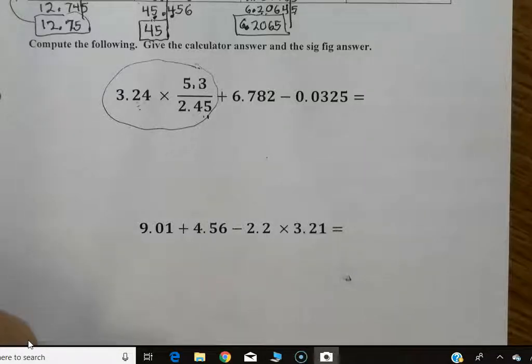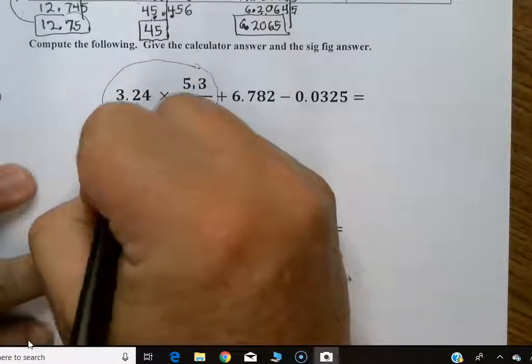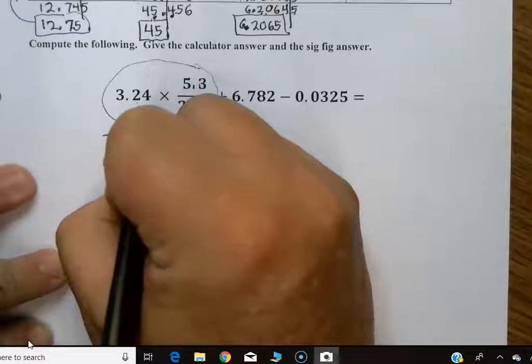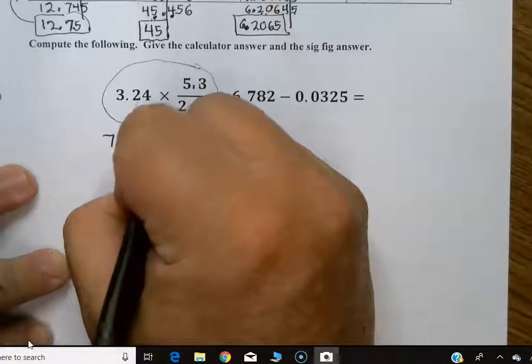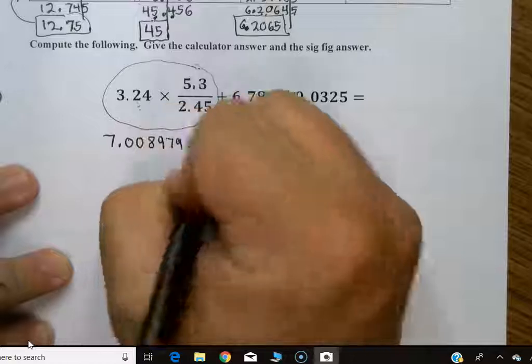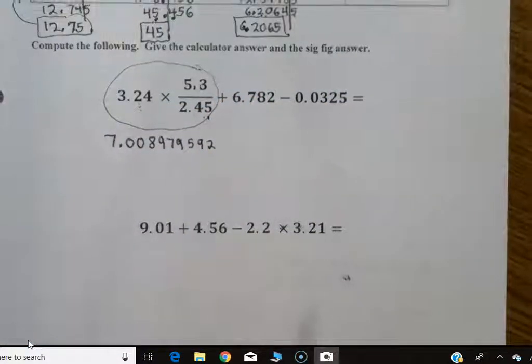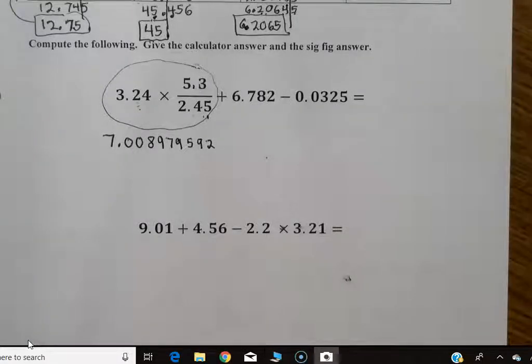Okay, we get a really long number. And I'm going to write the whole thing out. 7.00 Okay, you get that long number, but what you keep track of at this point, you don't round anything in the middle of the problem. You do all of your rounding at the end.